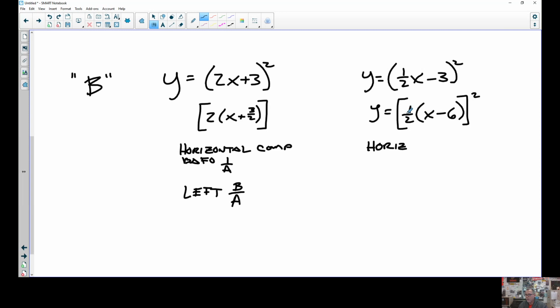And it's going to be expansion because this value is between 0 and 1, right? So it's horizontal expansion by a factor of 1/2. I'm sorry, I keep reversing that. It's going to be 1 over 1/2. So we're going to do it as 1 over A. So this would be 1 over 1/2. This would be horizontal expansion by a factor of 2, right? And because it's minus, this would go right. For us, it'd be 6, but we're going to call it B over A.